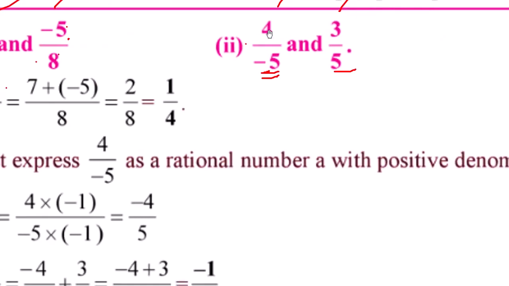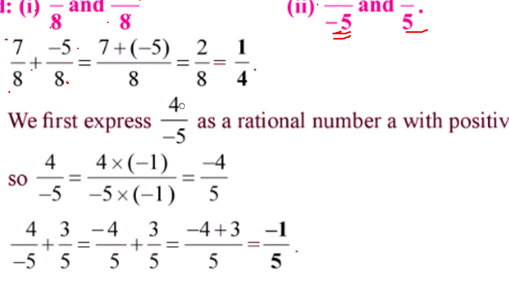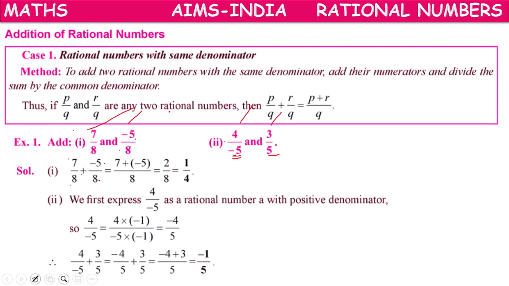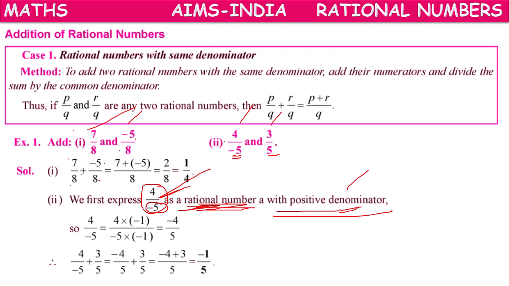Whereas the second one, 4 by minus 5 plus 3 by 5. So first, 4 by minus 5. Is it in standard form, children? No. In standard form, the denominator should always be positive. So before doing calculations, a rational number compulsorily should be written with a positive denominator.